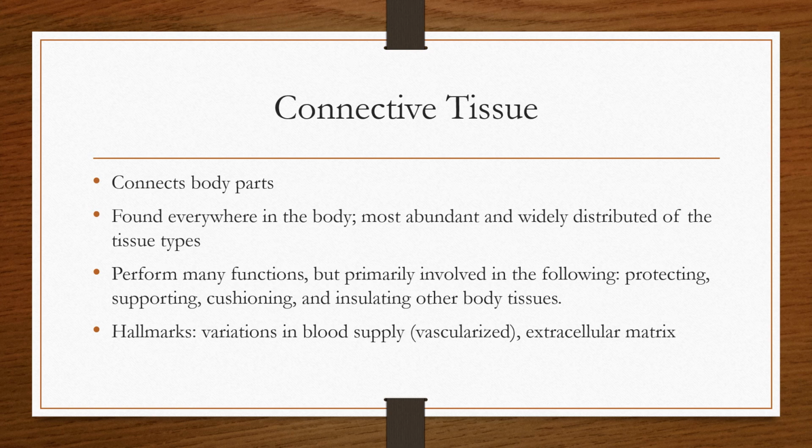It is vascularized, and it utilizes an extracellular matrix. The extracellular matrix is made up of different types of cells plus varying amounts of non-living substances found outside the cells. You can read more in your text about the extracellular matrix and how it makes connective tissues different from the other three types.